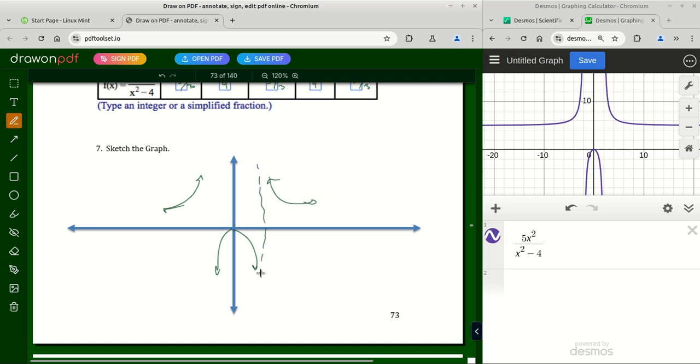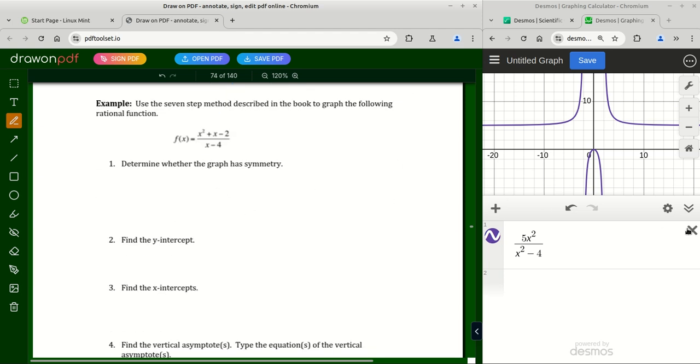And then technically there's these vertical asymptotes right here. And then there's a horizontal asymptote right there. And there you go. So we did it. Yay! You did it. Let's do it all over again.